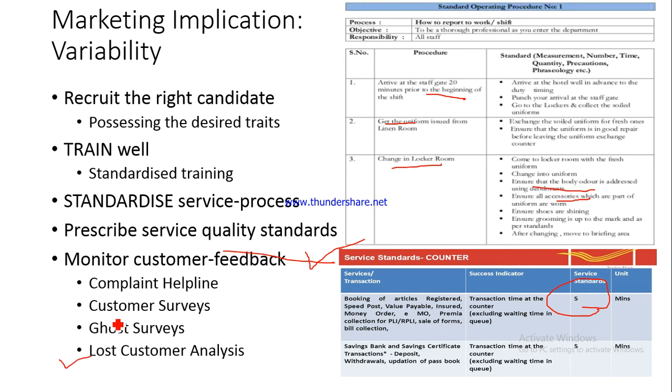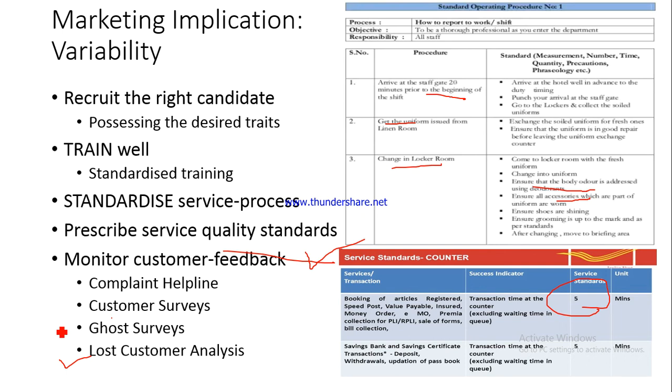You can find out from the customers who have switched to some other brand as to why they actually switched, why were they dissatisfied, what dissatisfied them, and this can give you an idea whether there is still a lot of service quality issues with your service. And then you can also conduct ghost surveys.